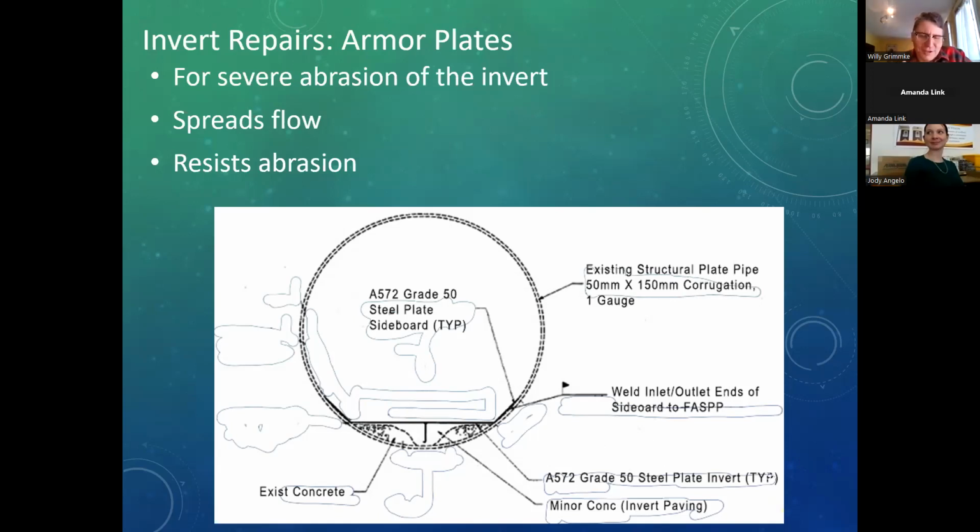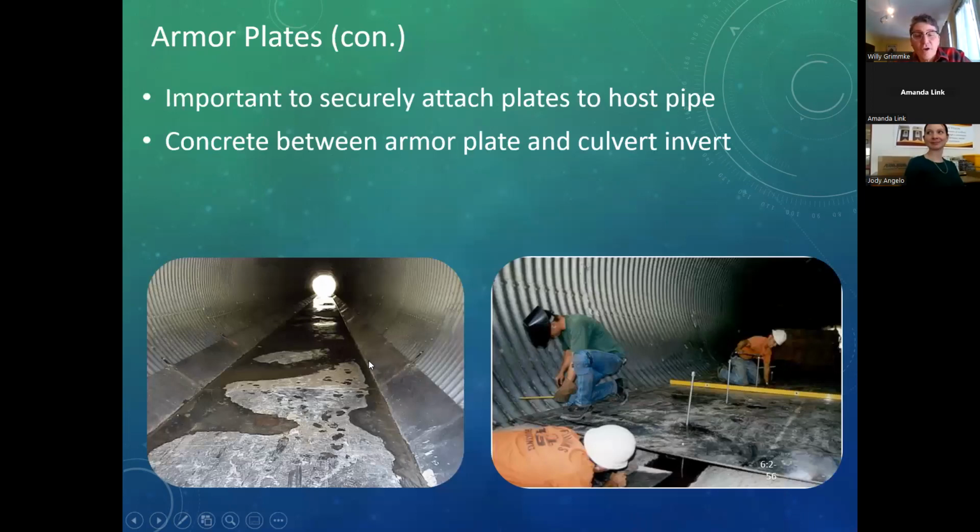Which is easier said than done. Another option for invert repair is armor plates, and California Caltrans has used these, and basically it's a steel plate in the bottom. It spreads out the flow, it resists abrasion. It's fairly thick plate, and here's a photo of it installed and the installation going on.